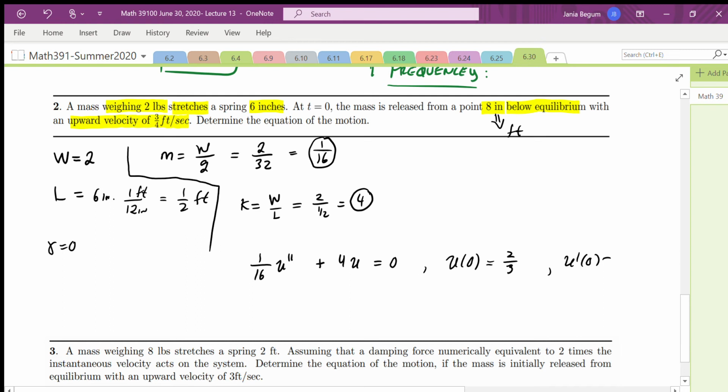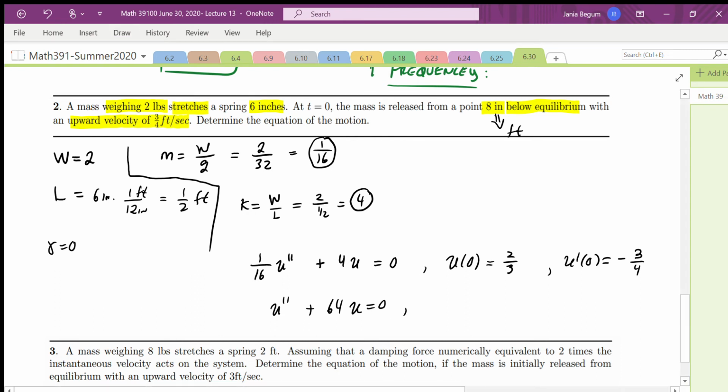So we're applying a velocity upward, so we're compressing the spring. So that would be negative 3/4. That will be the differential equation we set up. And then again, if you want to solve it, you would make the coefficient of u double prime 1 by multiplying it by 16. So 16 times 4 gives us 64. So u double prime plus 64u equals 0, along with the initial conditions.